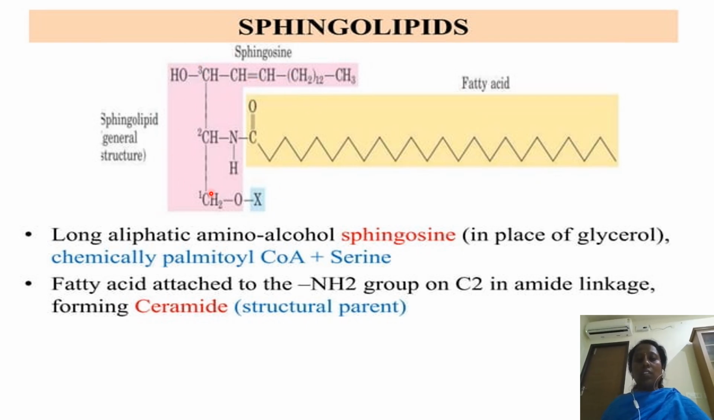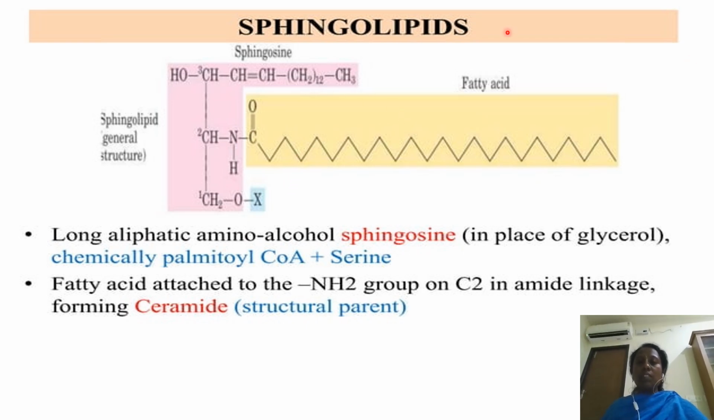Chemically it is known as palmityl CoA. The amino acid which is attached here is a serine group. Serine amino acid is attached. And the fatty acid is a long chain. The tail is attached to the polar head at the second carbon. The amide linkage forms a ceramide structure.